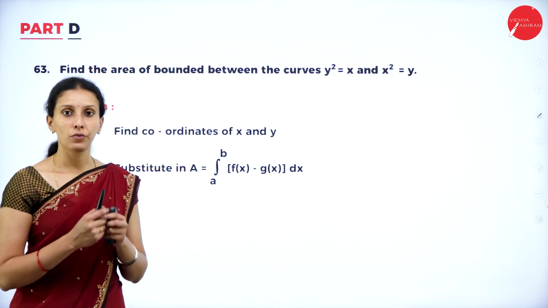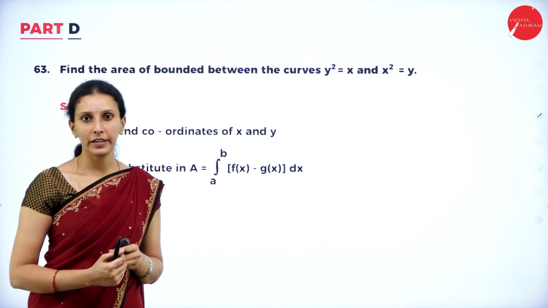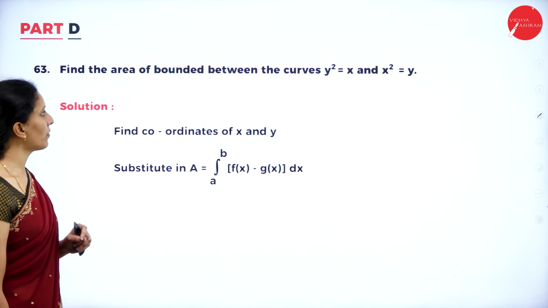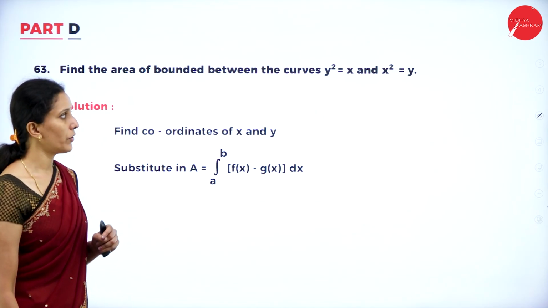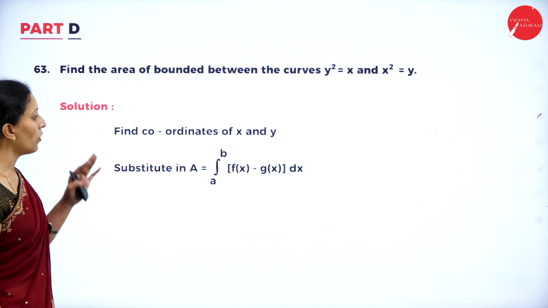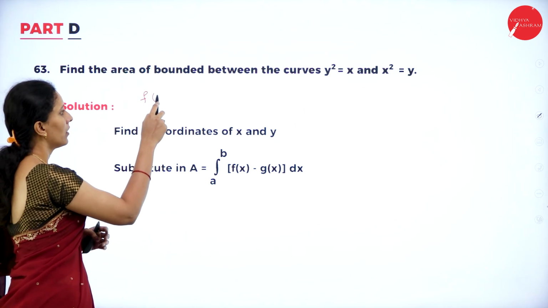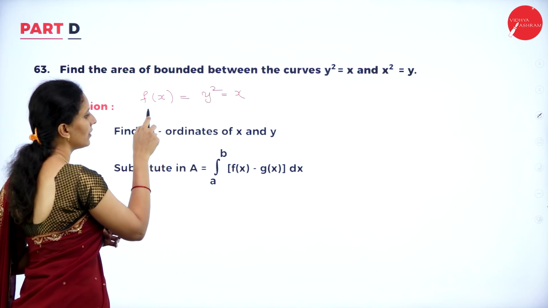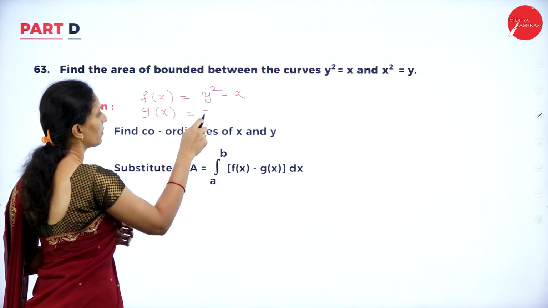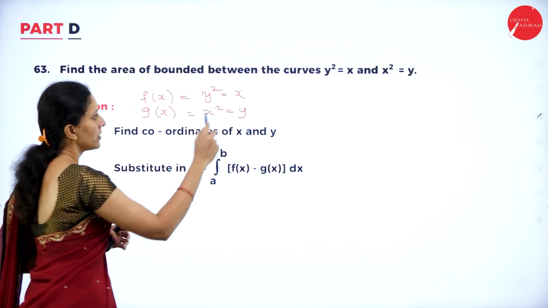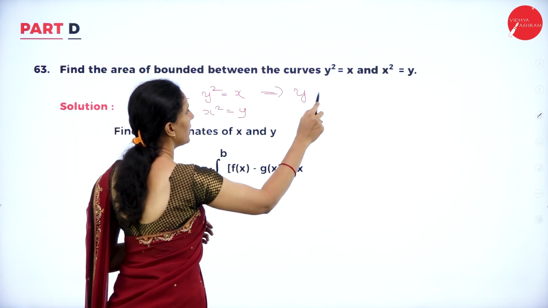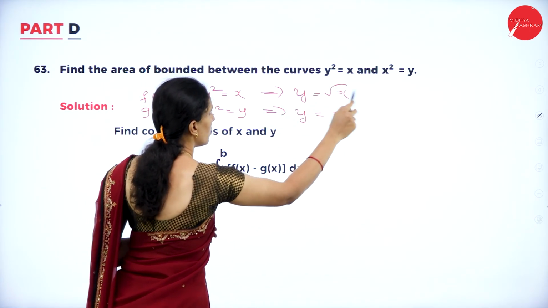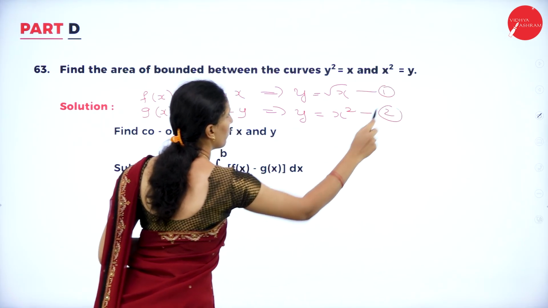Next we have application of definite integrals under the areas. This is one of the questions. Find the area bounded between the curves y square is equal to x and x square is equal to y. Take one function f of x, that is y square is equal to x. Take another function g of x, that is x square is equal to y. So this implies y is equal to root x and this implies y is equal to x square. You can take these as equation 1 and equation 2.